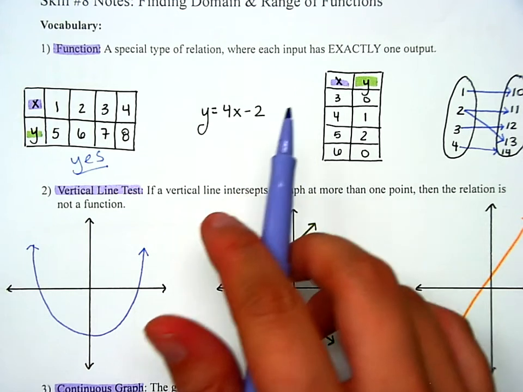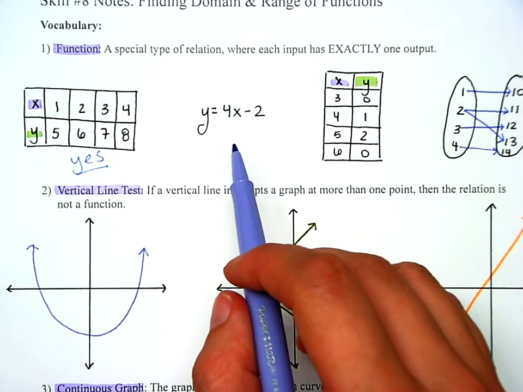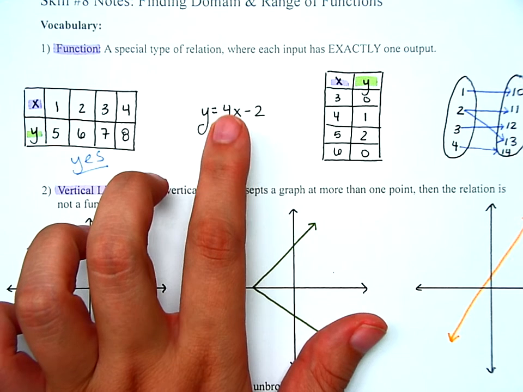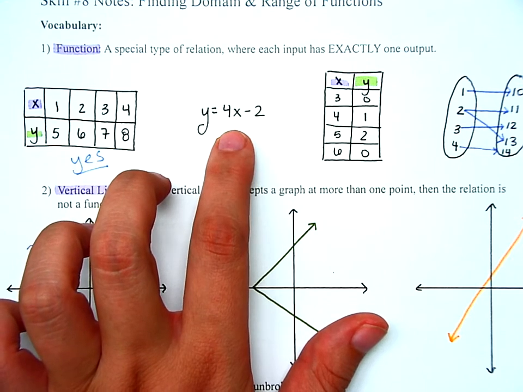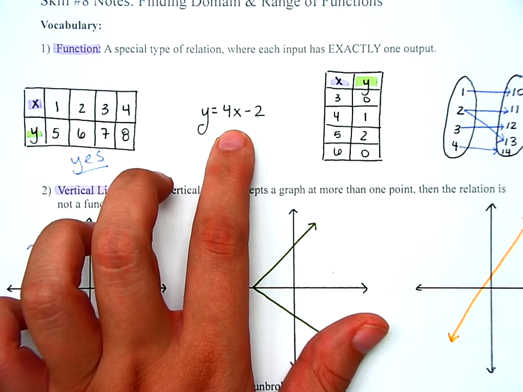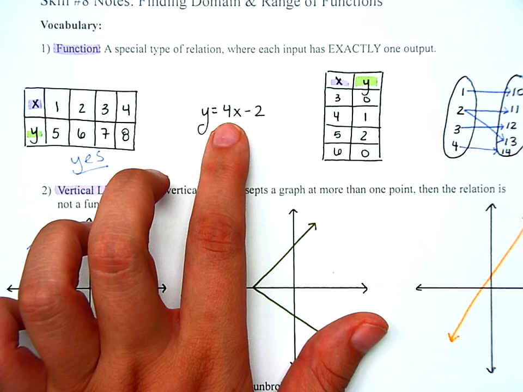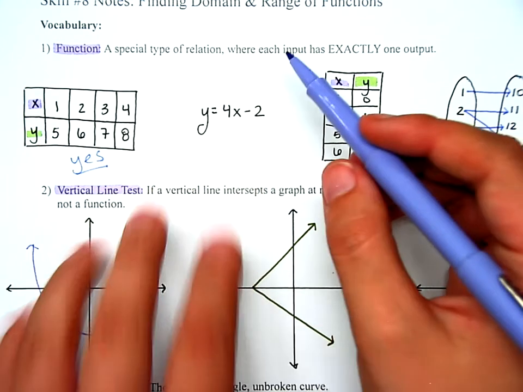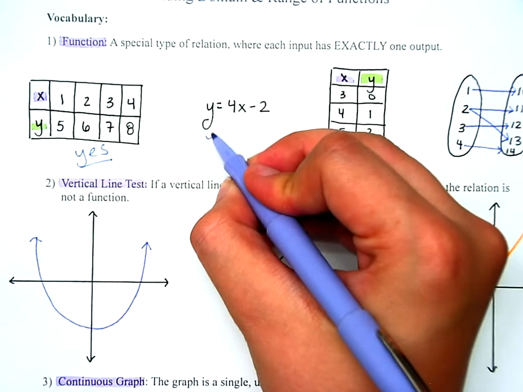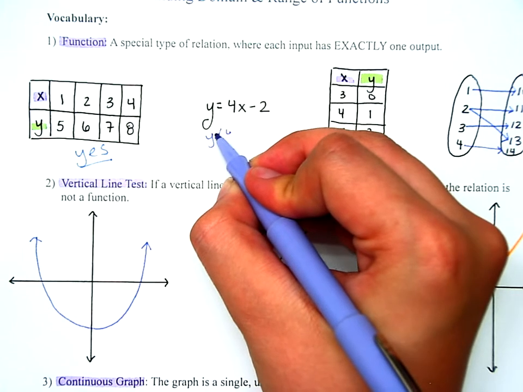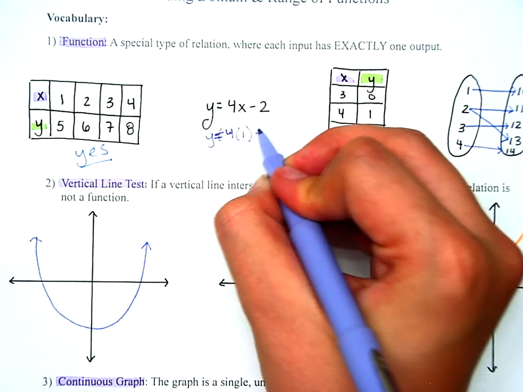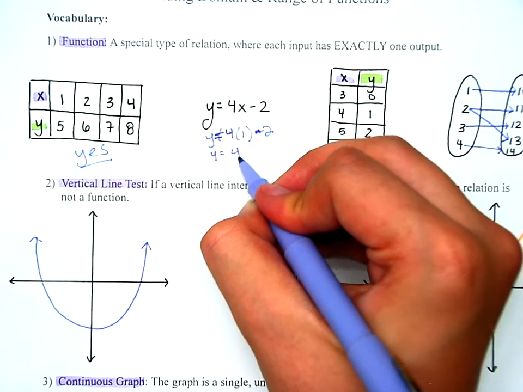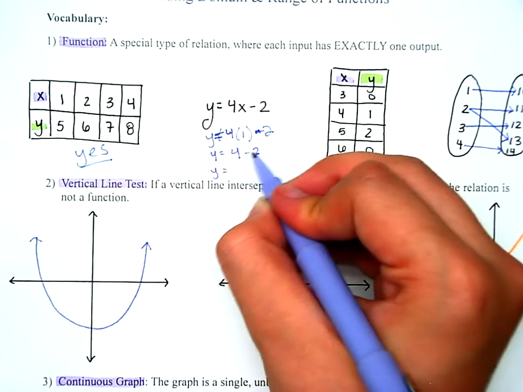Next one, we don't have a table, but we can kind of think of this logically. Now think, we just practiced in skill number 7 graphing something like this, and we know that it would be a perfect straight line. Every x value would have one y value, and we can just see that by trying a couple. If we input 1 into this function, so let's say we solve this when x equals 1, y equals 4 times 1 minus 2. So I've got 4 times 1, that's 4, and 4 minus 2 is 2.